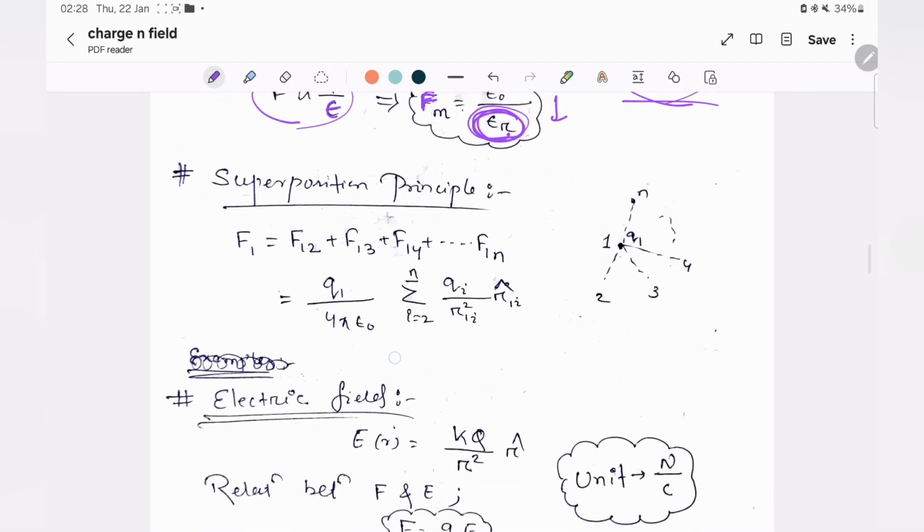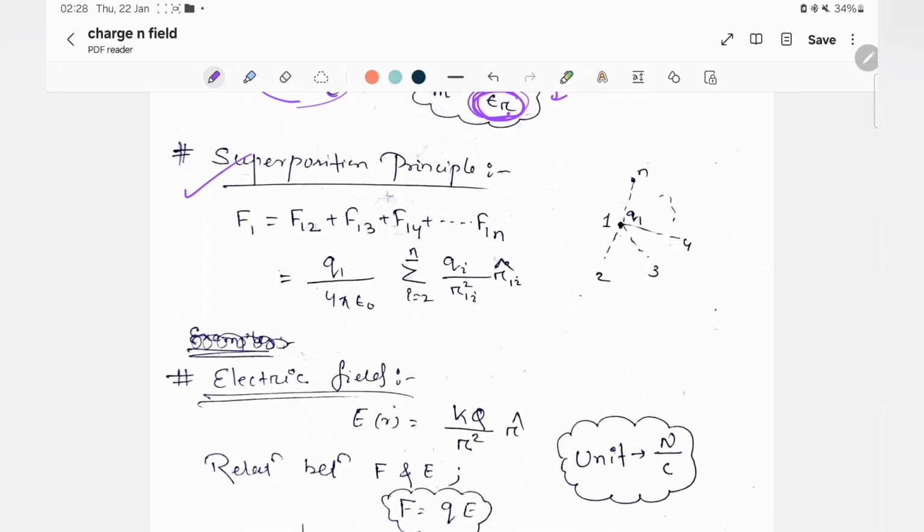What do you mean by the superposition principle? Here is a charge, q1. There are also many other charges in that particular system, and each charge will have some impact on this q1 charge.